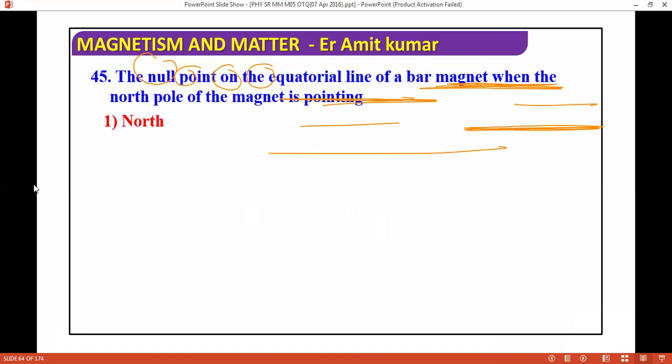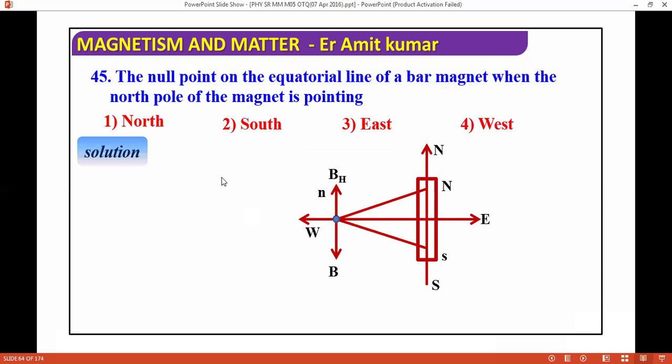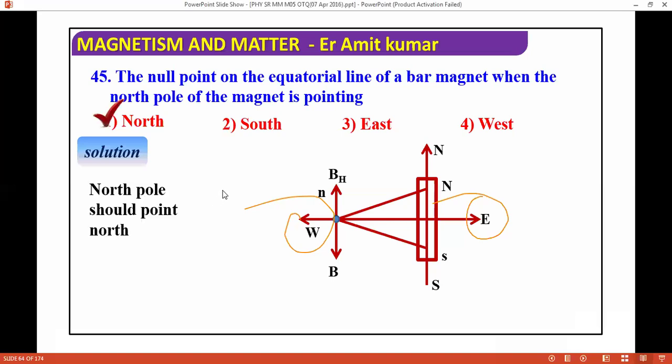This is again a good question: null points on the equatorial line of a bar magnet when the north pole of the magnet is pointing. This is the north magnetic pole, this is the south pole, and here I'm assigning E for east and W for west. To understand this question, the north pole should point towards north, and the south should point north. So next question we're moving ahead.